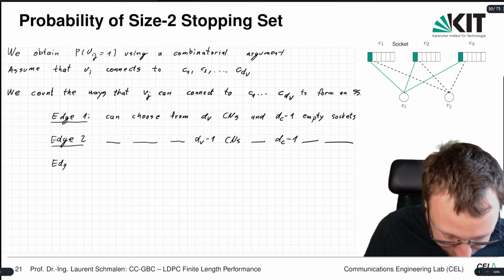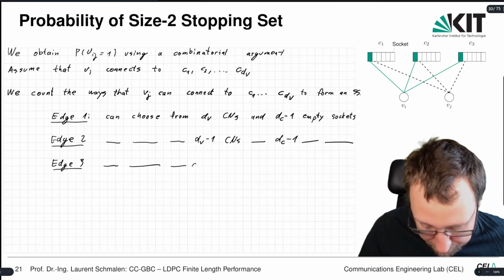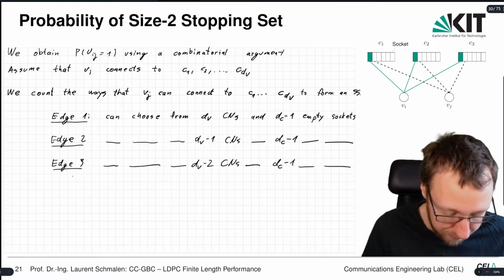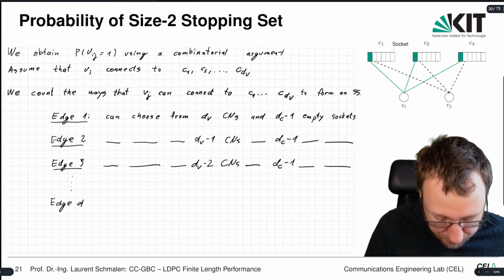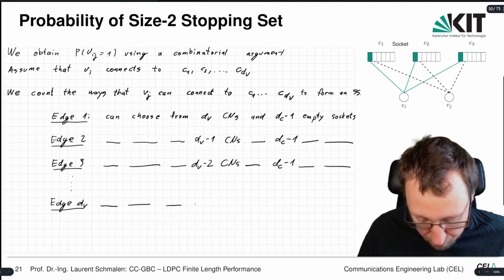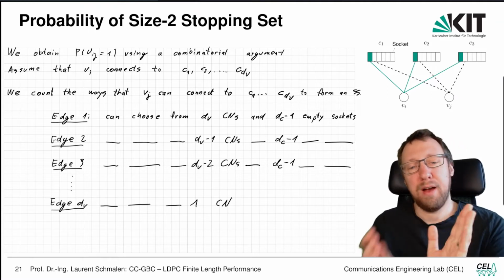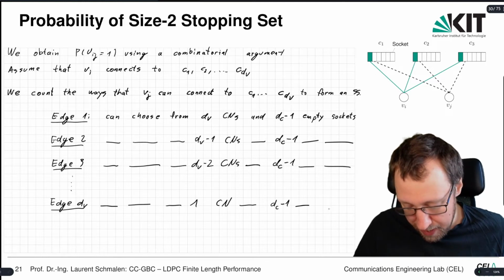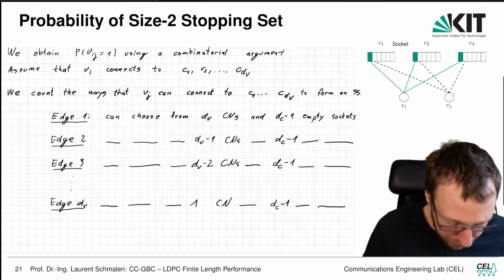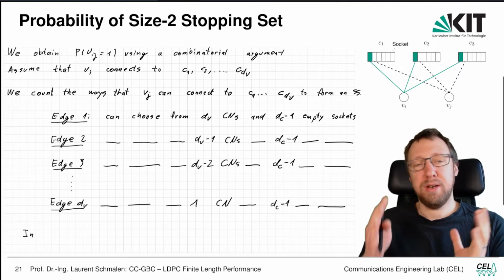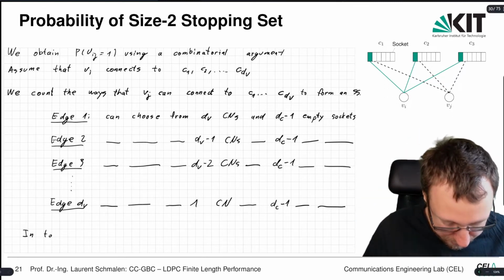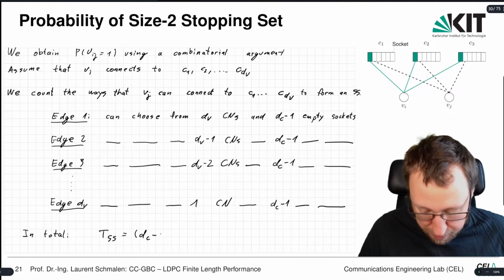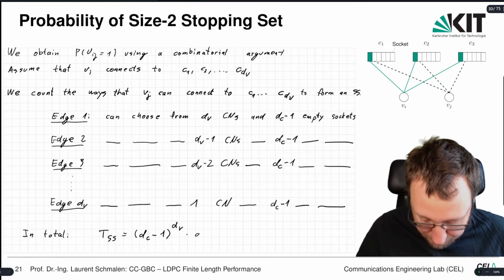We look at edge 3. We can choose from DV minus 2 check nodes, and each of those has DC minus 1 empty sockets. We do this up to edge DV, where we can choose from one check node that is left, only one left after we have occupied DV minus one connections already. This one check node again has DC minus one empty sockets. So in total, if we multiply all the possibilities, it's a combinatorial argument, the number of possibilities TSS is equal to (DC minus one) to the power DV times DV factorial.